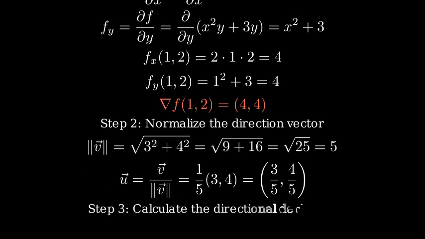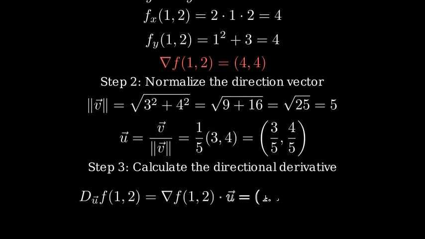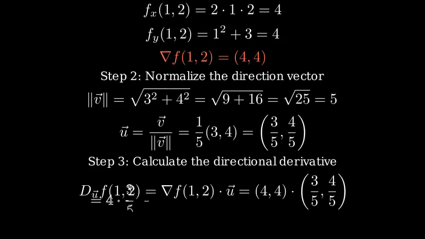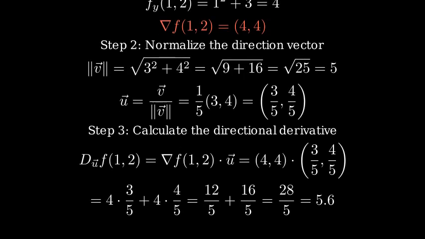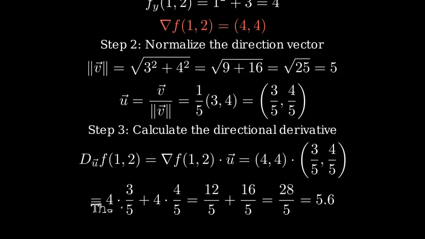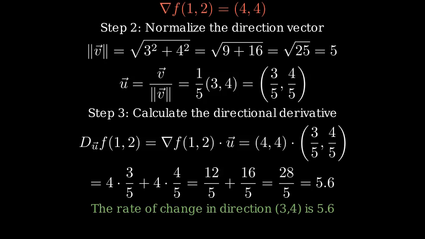Step 3. Calculate the directional derivative using the dot product. The directional derivative is the dot product of the gradient 4, 4, and the unit vector 3/5, 4/5. This gives us 4 times 3/5 plus 4 times 4/5, which equals 12/5 plus 16/5, or 28/5, which is 5.6. So the rate of change of f at 1, 2 in the direction of vector 3, 4 is 5.6.